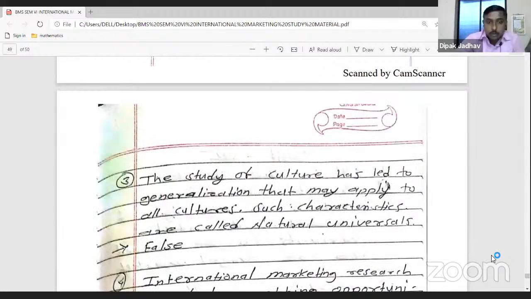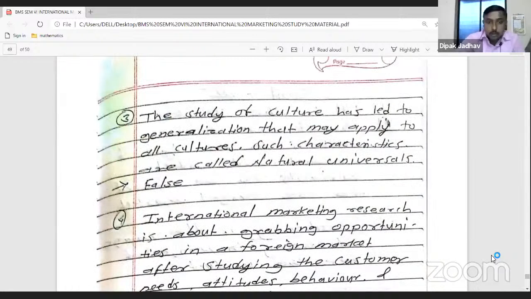International marketing is marketing in a foreign market after the study of customer needs and behavior. True. Then, international marketing is all about sound assessment of the domestic market. Actually, it's false. In marketing research, it is not a sound assessment, it is a particularly keen observation.